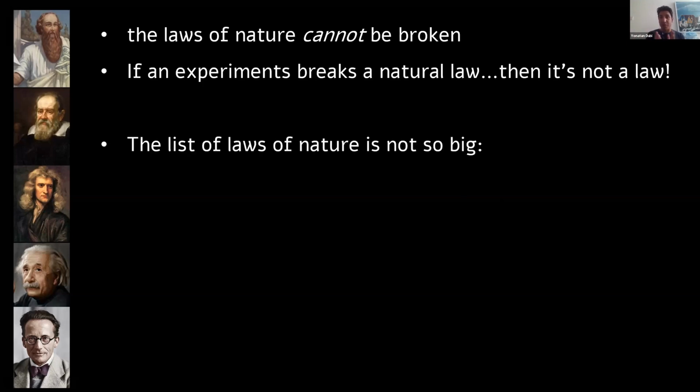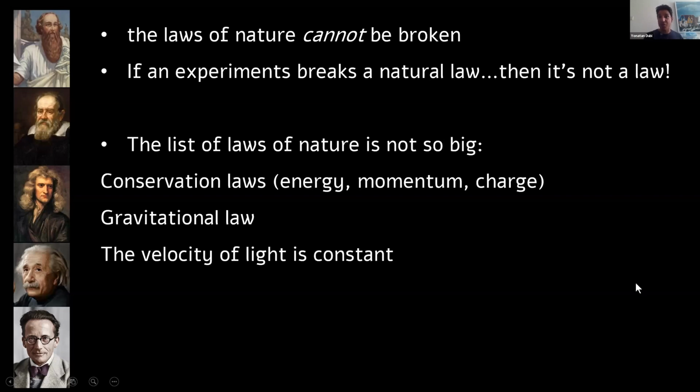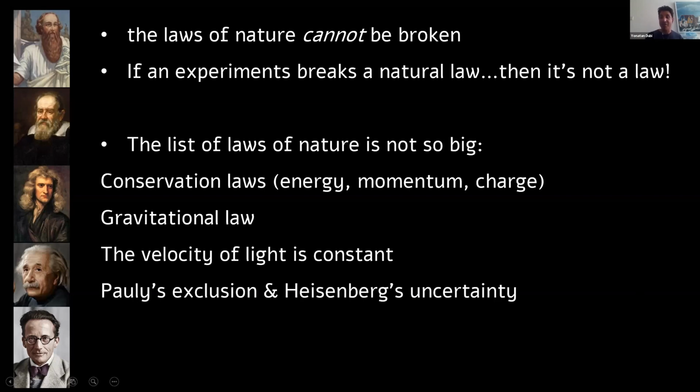And the list of natural laws that we now have is actually not that big. What are the laws of nature? Well, we have the conservation laws, the conservation of energy, momentum, charge, and so on. As far as we know, these conservation laws cannot be broken. We did not find an experiment that breaks conservation laws. We have the gravitational law, which tells us that the force that two bodies with mass exert upon each other is a multiplication of their masses divided by the square of the radius. We have Einstein's law of nature, the velocity of light is a constant. We have quantum mechanical laws, Pauli exclusion principle, and Heisenberg's uncertainty.